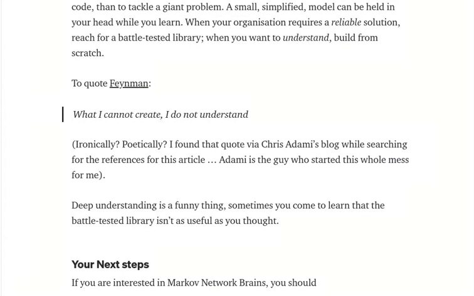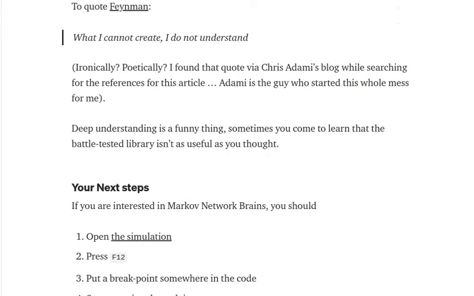Ironically, maybe poetically, I found that quote via Chris Adami's blog while searching for references for this article. Adami is the guy who started this whole mess for me. Deep understanding is a funny thing. Sometimes you come to learn that the battle-tested library isn't as useful as you thought.